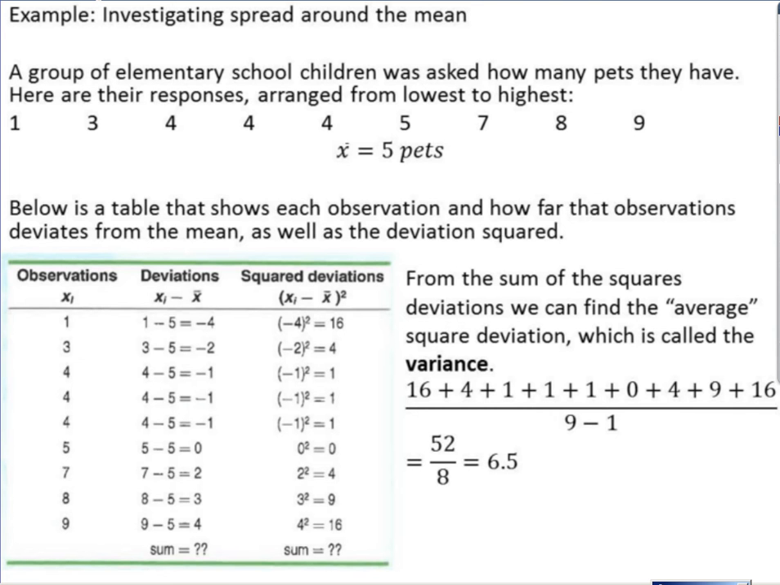From the sum of the squared deviations, we find the average squared deviation, which is called the variance. Now, average is in quotes because it's not the actual average. When you divide it, you divide by n minus 1, so the number of observations minus 1. We add all those squared deviations together and divide by n minus 1, and this tells us our variance. In this case, our variance is 6.5.